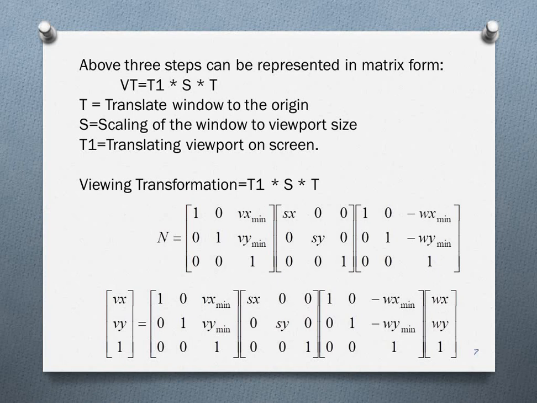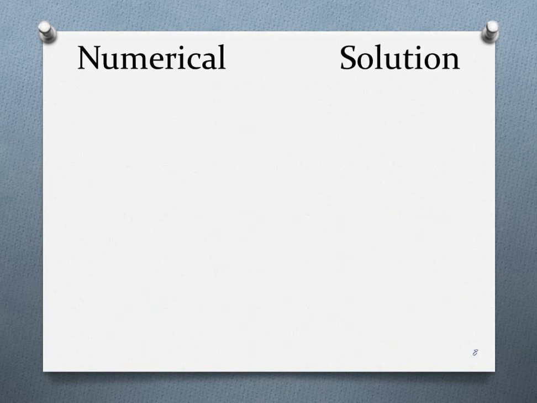By putting the column matrix Wx, Wy, 1, and here the column matrix Vx, Vy and 1, we can get the value of our viewport coordinates Vx and Vy by multiplying all these matrices and putting in the values of Wx and Wy, the coordinates of an arbitrary point. By putting all the values we can get the final point Vx and Vy. So this is the complete viewing transformation and viewing transformation matrix. Now you will be able to solve this numerical.